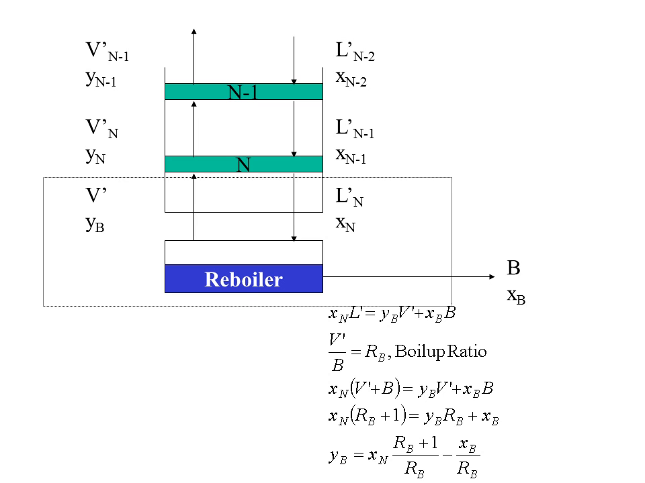And we have finally Y sub B equals X sub N multiplied by R_B plus 1 over R_B, minus X sub B over R_B. Notice that this is an equation of a straight line. It has an intercept of negative X sub B over R_B and has a slope of R_B plus 1 divided by R_B.